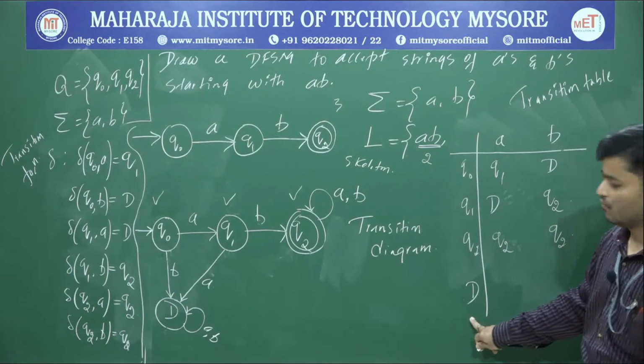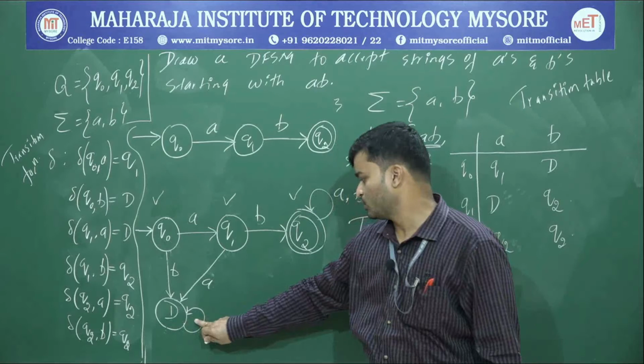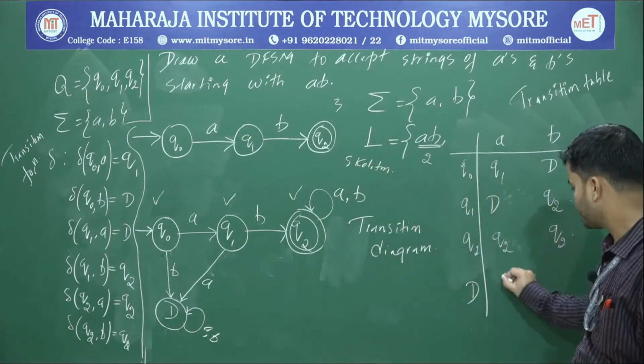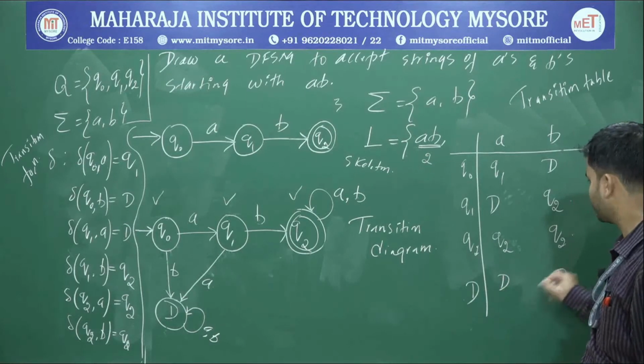And what about the dead state? Once you reach the dead state, for both A as well as B, you will remain within the dead state. Therefore, dead state upon A as well as B is again the dead state.